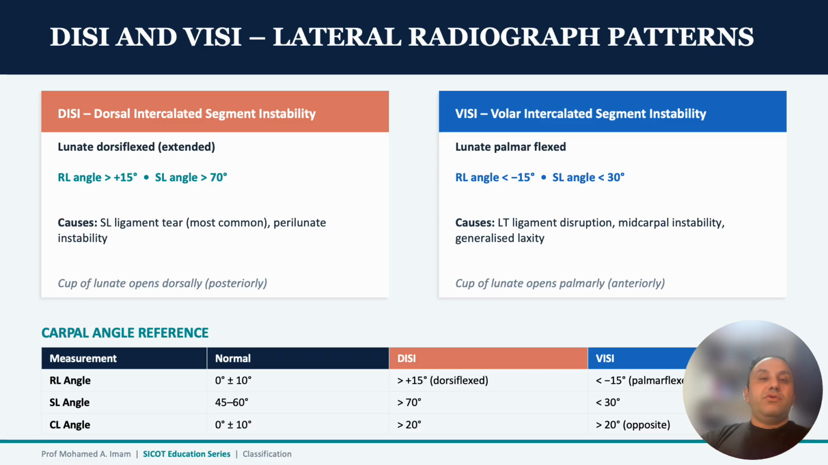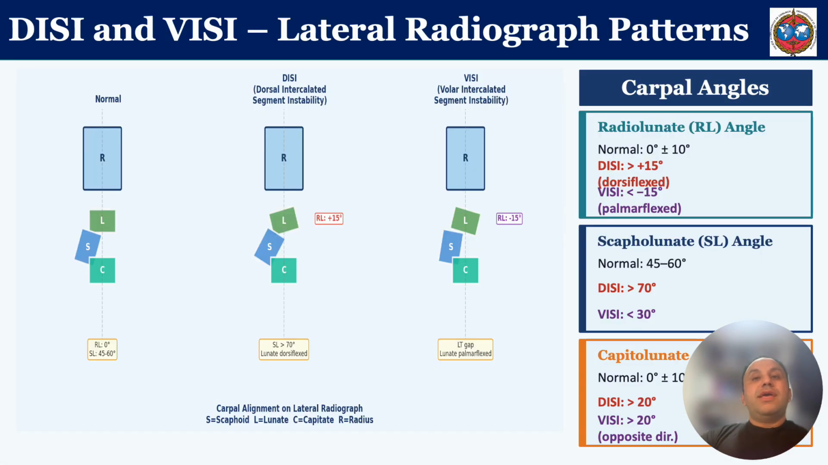In VISI, the lunate is volar. It is important to know that this classification, DISI versus VISI, is mainly describing the posture. They don't tell the cause. A DISI pattern can be seen in scapholunate tear, scaphoid fracture non-union, also known as SNAC, perilunate dislocation, and rarely after distal radius malunion.